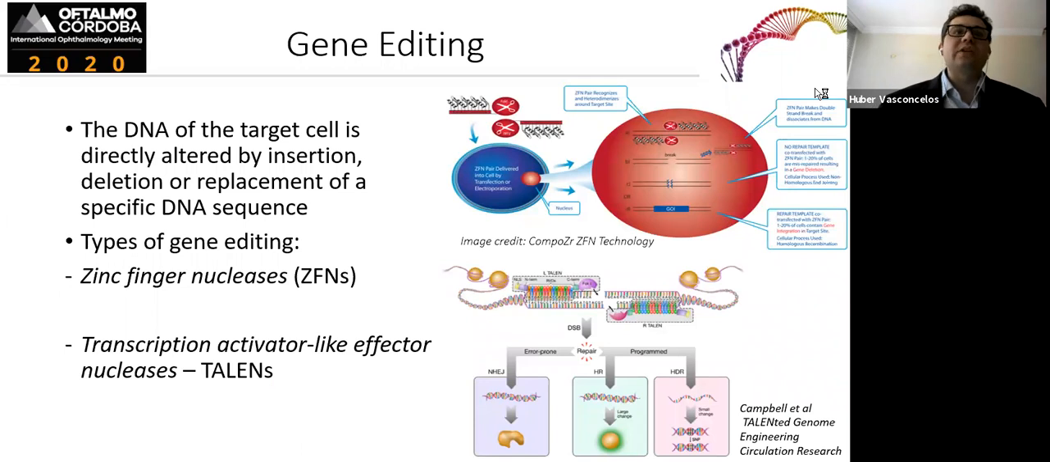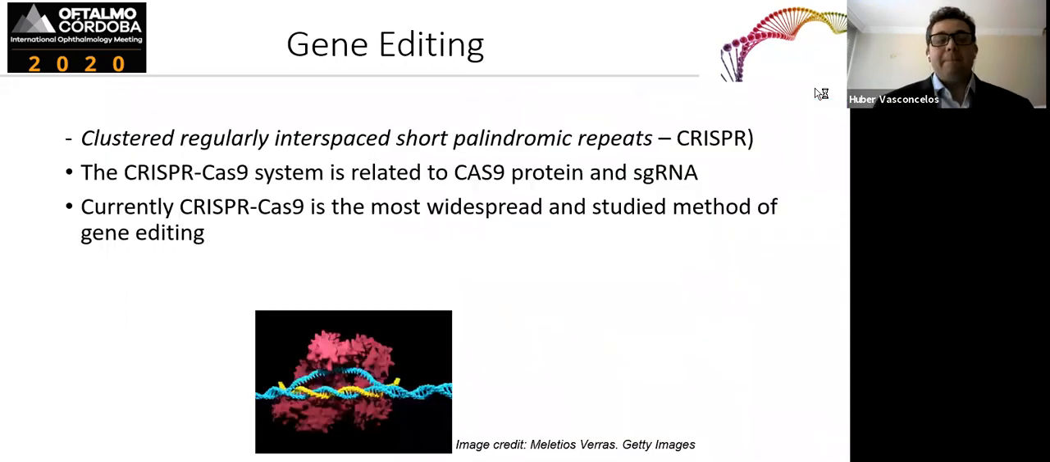And about the types of gene therapy. The first one, gene editing, is one where the DNA of the target cell is directly altered by the insertion, deletion, or replacement of a specific DNA sequence. This type of gene editing can be done by zinc finger nucleases and TALENs, which are proteins that can do this editing, but the main form of gene editing is CRISPR. The CRISPR-Cas9 system is made of a Cas9 protein and a guide RNA, and it can find and modify the genetic sequence that is its target. Currently, CRISPR-Cas9 is the most widespread and studied method of gene editing. And we actually have clinical trials done in ophthalmology, and I'll talk about it later.